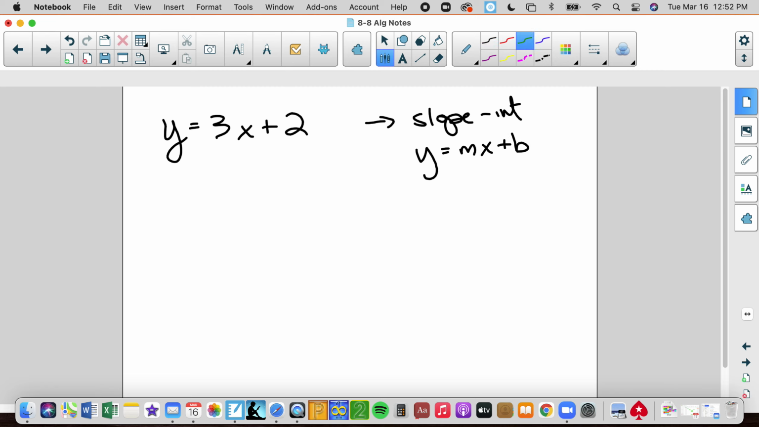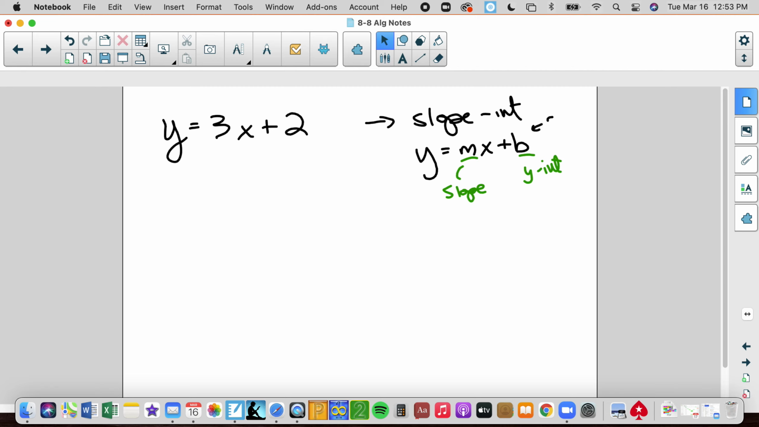We need to recognize that these variables are going to be different depending on the equation that we're dealing with. So this is our slope, this is our y-intercept, but something about the y-intercept that we should recognize is that it's always the constant. So the constant will be the y-intercept.